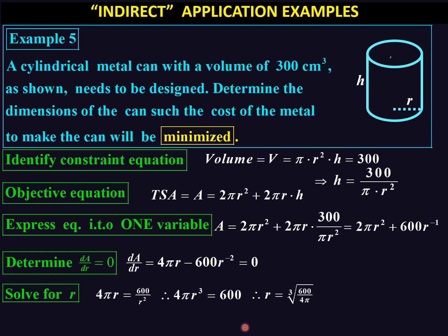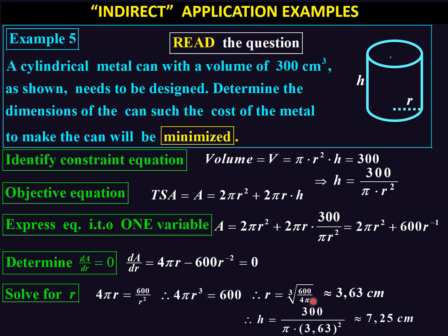So that's the radius. But the question says, that's right, determine the dimensions. So we've got the r, we still have to find the h value. That we find by substituting. And using your calculator, we obtain 7.25. And remember, if you didn't read, you would not have given us the value.